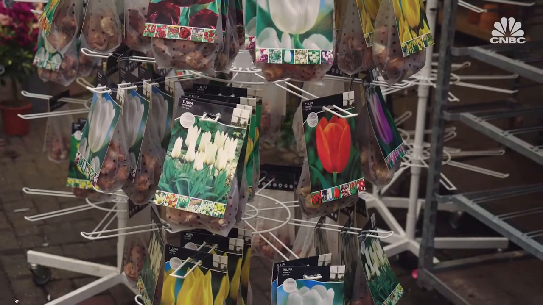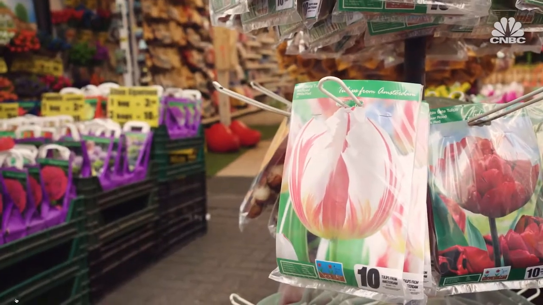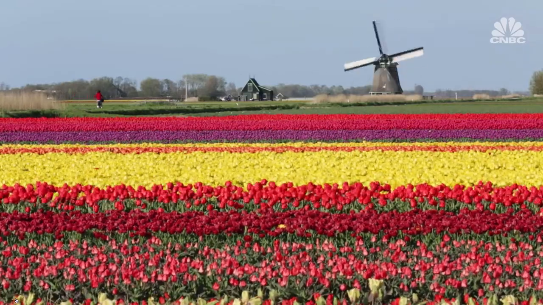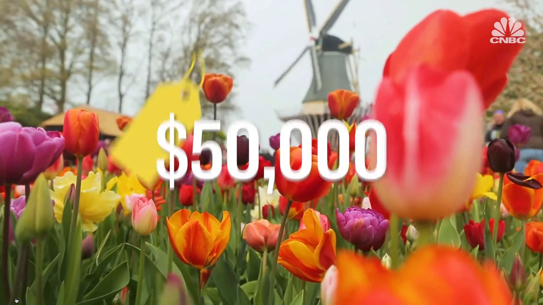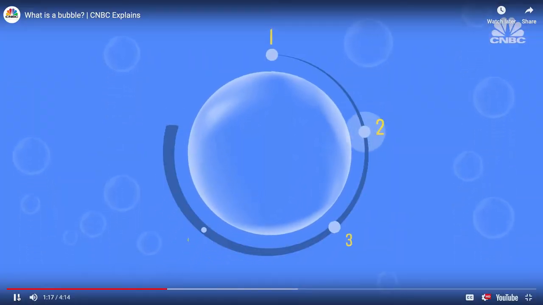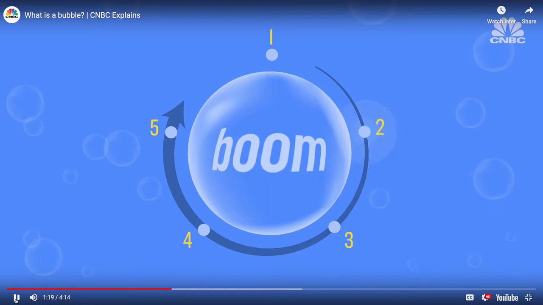Drove up the prices of tulips fast. By some accounts, the price for a single rare type of tulip bulb was equivalent to $50,000. That brings us to the second stage of an economic bubble, a price boom.